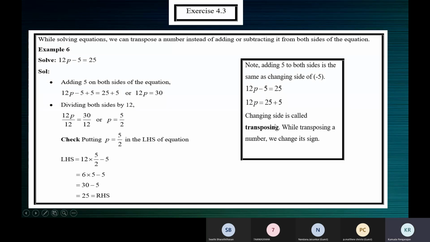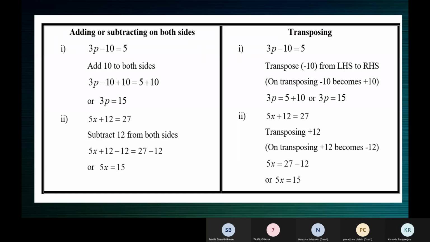So changing the side is called transposing. While changing a number, we change its sign. So when we have plus 5, it goes to the other side as minus 5. Or when you have minus 5, it goes to the other side as plus 5. Shifting a term from one side to the other side is called transposing. Yes, ma'am. Now you can see the explanation here.